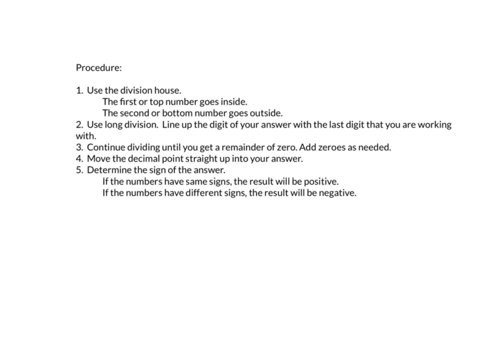From there, we want to use long division. We're going to line up the digit of our answer with the last digit that we are working with, just like we did when we talked about division with whole numbers. We're going to continue dividing until we can't divide anymore. With decimals, there are no remainders. So we will need to add zeros to our inside number as needed. Once we are done with our division, then we're going to move the decimal point straight up into our answer, and we are going to determine the sign of our answer as our last step.